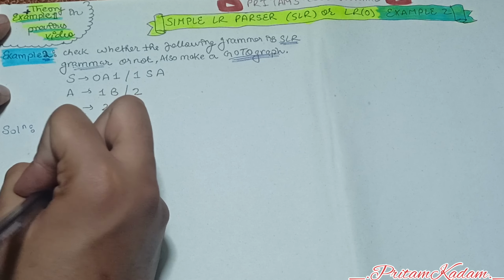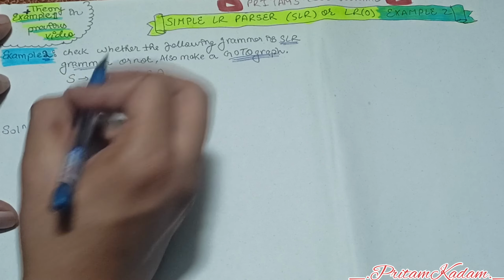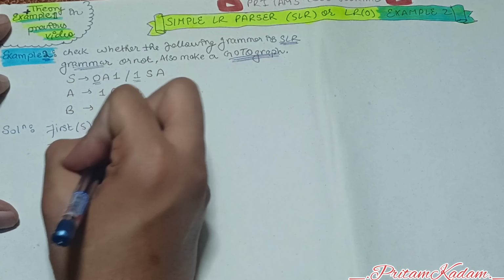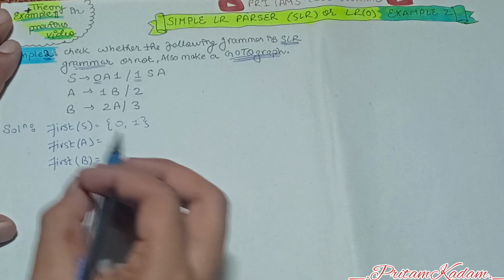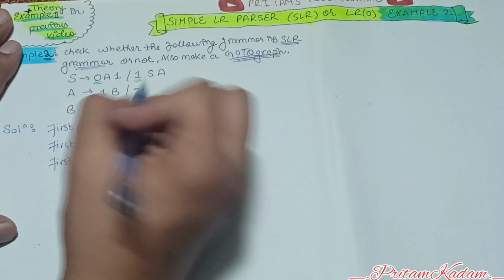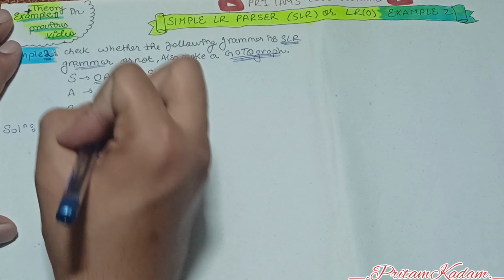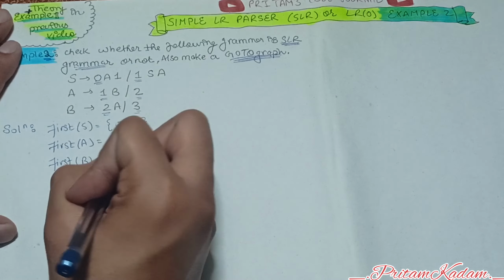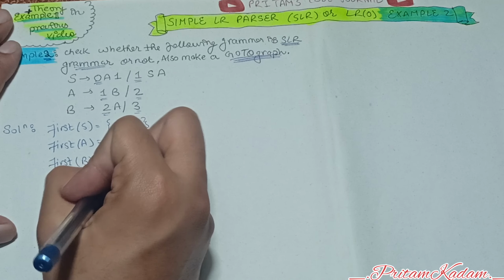First of S, First of A and First of B. The First of S is 0 and 1, so {0, 1}. In A's productions we have 1 and 2, so we write First of A as {1, 2}. And for B we have 2 and 3, so {2, 3}. Now we will find the Follow.